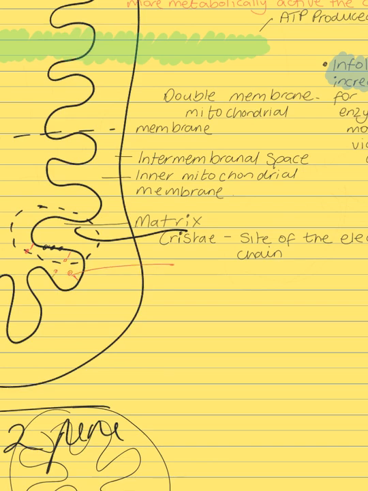Now, these are sometimes referred to as stalked particles because they stick out, and you can see them often on diagrams, but what they're actually called is ATP synthase. ATP synthase is quite a large enzyme complex which is responsible for the production of ATP. So the final stage of respiration is found here on the cristae.